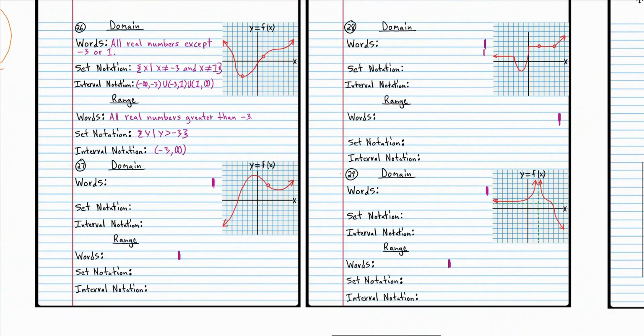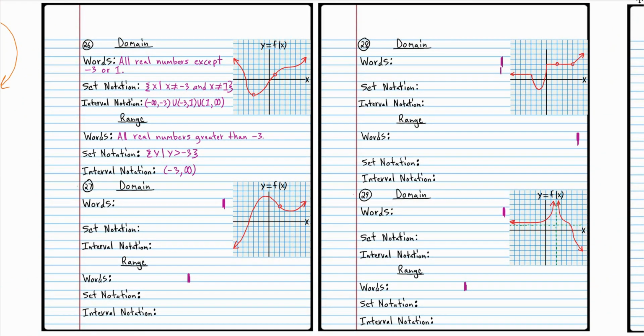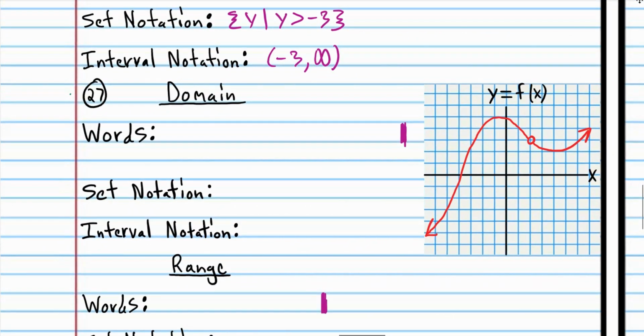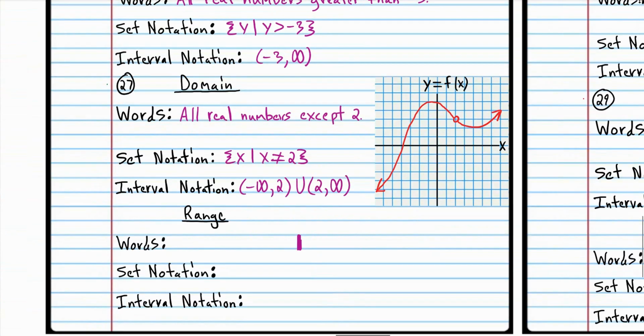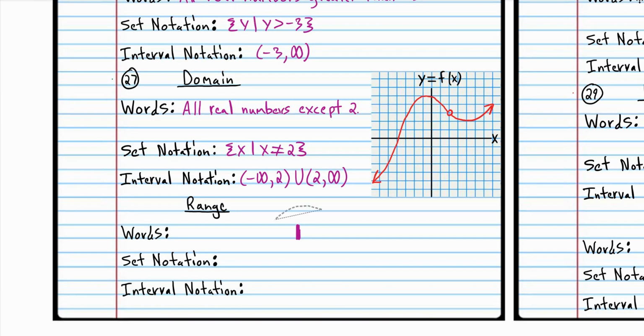All right, why don't you try number 27, and when you come back, we'll do it together. Okay, we're back. The domain is all real numbers except 2. It's the set of all x values such that x is not equal to 2. And in interval notation, we write -infinity to 2, parenthesis, union, parenthesis, 2, comma, positive infinity. So if you got that right, excellent.